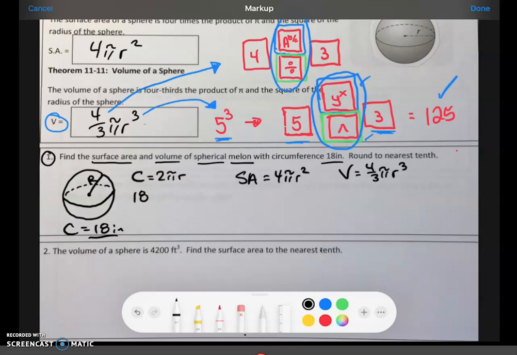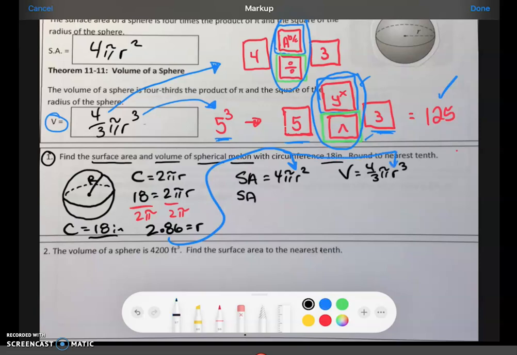So we're going to replace the circumference with 18, 2 pi r. We're just going to divide both sides by 2 pi here. Not only divide by the number 2, but also pi. And this turns into a little bit of an ugly number here. The radius is 2.86 approximately. Okay. From there, we just use this 2.86 to figure out the surface area, plug it in here. Also, to figure out the volume, plug it in here.